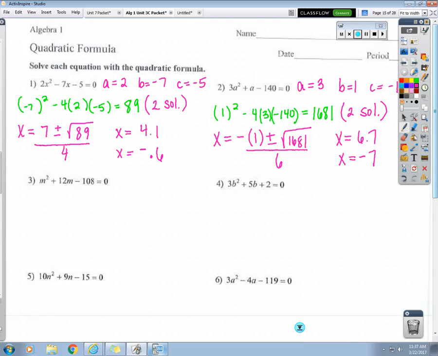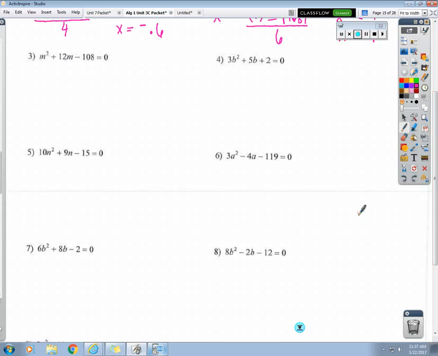Okay, number 3. What do I do first? Right, so then what do I do? A, B, and C. What's your A? What's your B? And what's your C? So then we're ready to find the discriminant. That way we'll know how many answers we have.